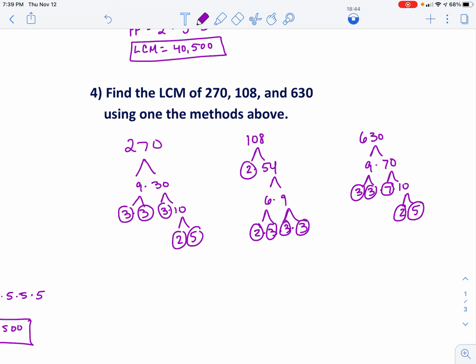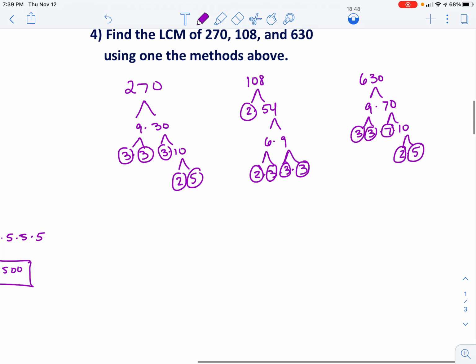And I'm circling all the prime numbers. Now remember, once you do your factor trees to find the LCM, you really need to relist those right down here. So I'm going to relist for 270. I have 3 times 3 times 3 times 2 times 5. And I could have put that in a better order, so I think I'm going to do that. I'm going to move the 2 before the first 3.